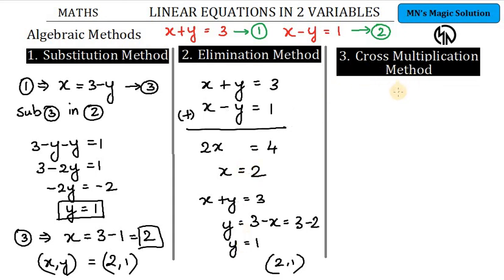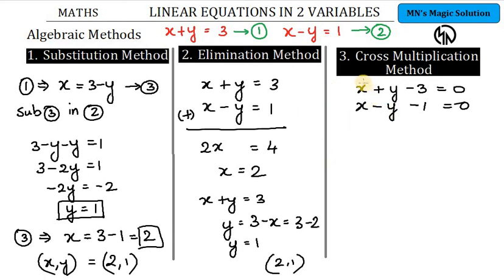Going for the cross multiplication method, in this, first of all, we have to write these two equations in standard form. Which is the standard form? ax plus by plus c is equal to 0. So all the terms are on the left side of the equation, and on the right side you have only 0. This is the standard form. So similarly, shall we write the second equation? If 1 comes to this side, it becomes minus 1. So you will get x minus y minus 1 is equal to 0.